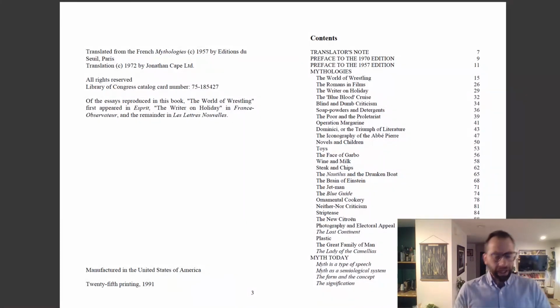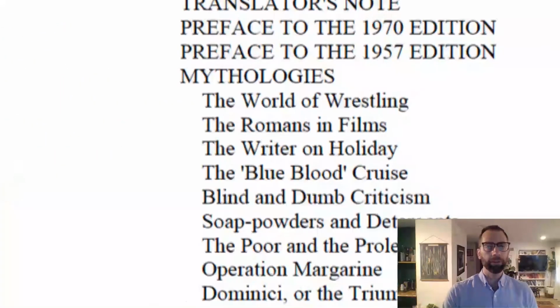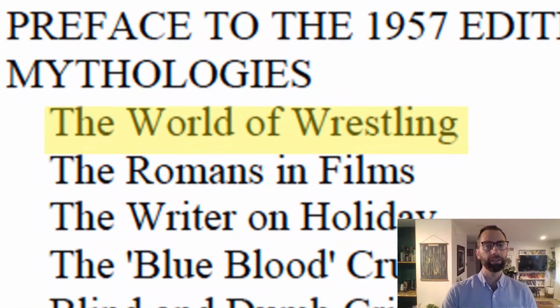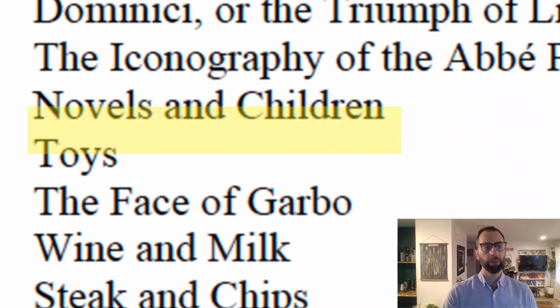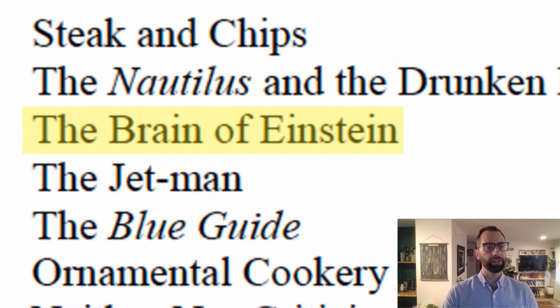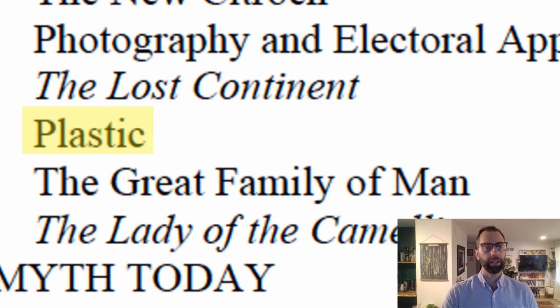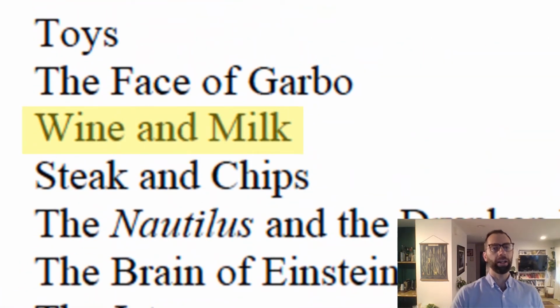Okay, so that's the most famous example that Barthes gives us in the chapter "Myth Today," and it's something that, frankly, almost all the commentaries on Barthes' Mythologies will go over. But I don't want to end there. I want to offer my own example in the spirit of looking at some of these ordinary objects that Barthes tends to look at. Margarine, the brain of Einstein, plastic, and last but not least, wine and milk.